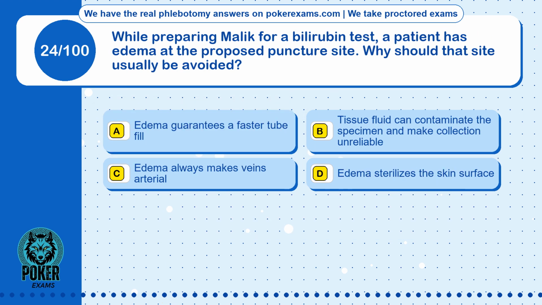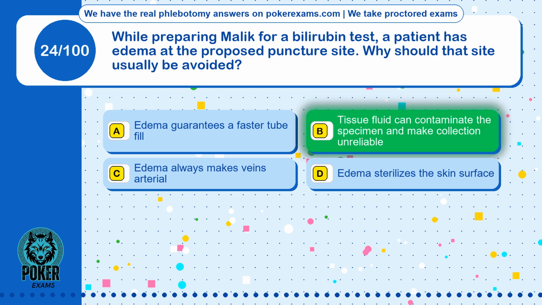Question 24. While preparing Malik for a bilirubin test, a patient has edema at the proposed puncture site. Why should that site usually be avoided? Option A: edema guarantees a faster tube fill. Option B: tissue fluid can contaminate the specimen and make collection unreliable. Option C: edema always makes veins arterial. Option D: edema sterilizes the skin surface.